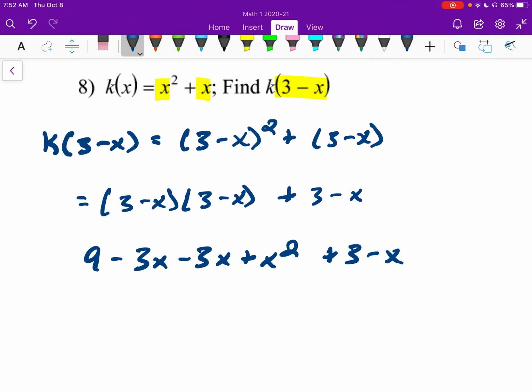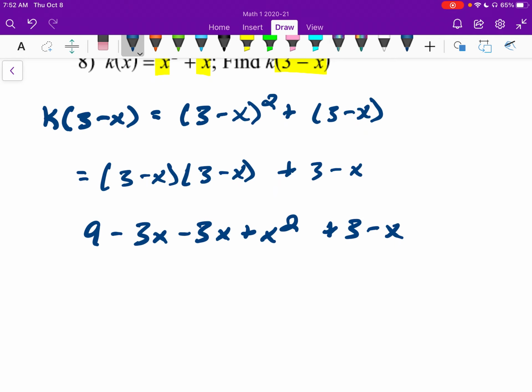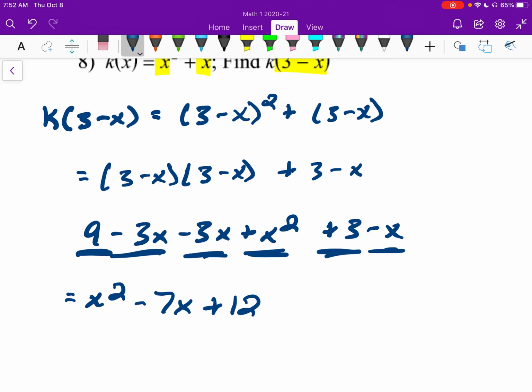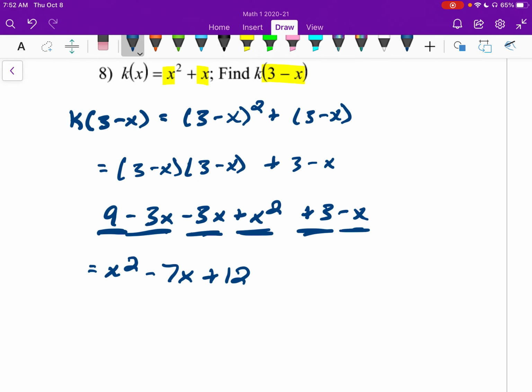I'm going to combine like terms, and I'm going to write them in order of highest power to lowest. So I'm going to start off with my x squared, and I normally underline them. I don't know if I've said this. I underline them so that I know if I've already done it. So I did my x squared, negative 3x gives me a negative 6, and then minus x again gives me a negative 7x. I can add my 9 and my 3 up, and I get 12. So if I were to write my answer fancy, I'd say, well, k of 3 minus x equals x squared minus 7x plus 12.